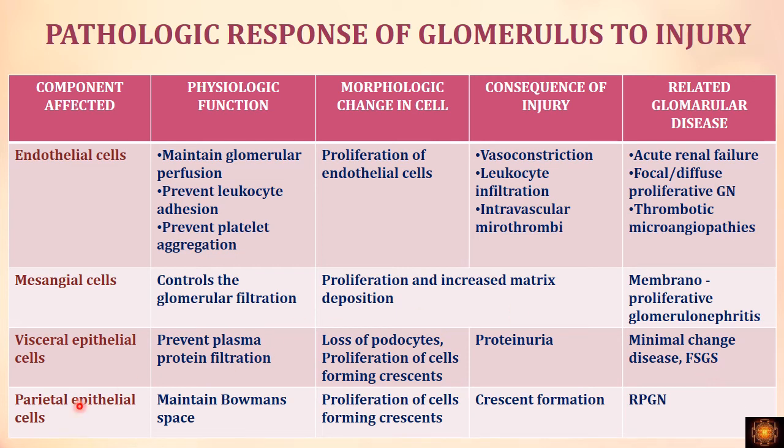And parietal epithelial cells are the cells which are lining the Bowman space. So they maintain the Bowman space, and whenever they are injured or irritated, there is a proliferation of the cells which causes the crescent formation. And this we see in rapidly proliferative glomerulonephritis.